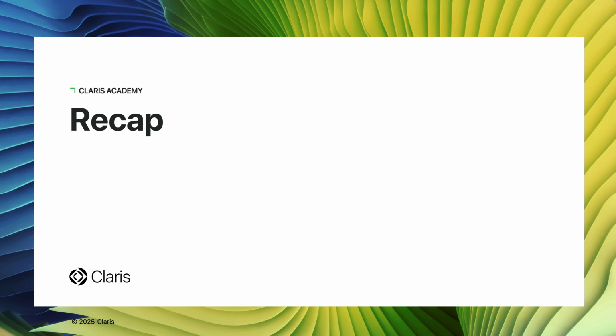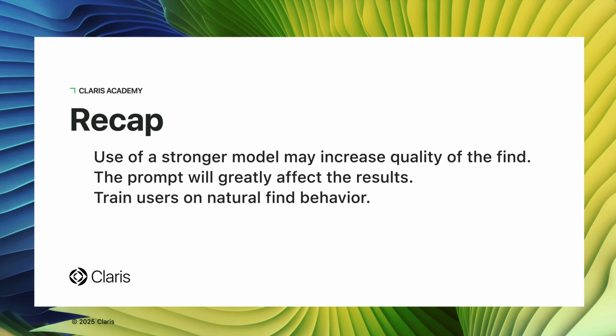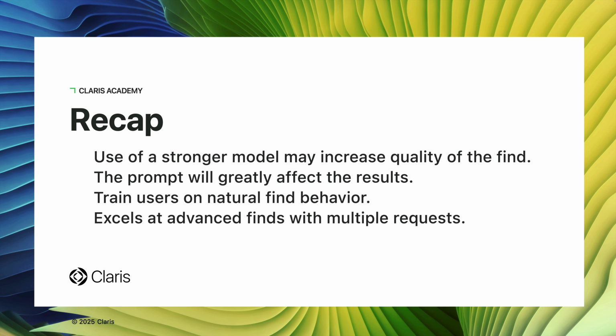To recap this lesson, we learned that the various models you might choose may increase the quality of the find. We learned that the prompt will greatly affect the results. Changing one or two words here or there can make a big difference. It may be a good idea to train users on how natural find works and align their expectations, showing them both how powerful it can be, while at the same time understanding the possible limitations. We learned that this feature excels at advanced finds, and it can interpret prompts and provide multiple find requests. And finally, we understand that this script step only sends database schema and no actual data.